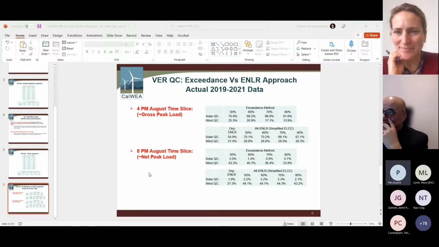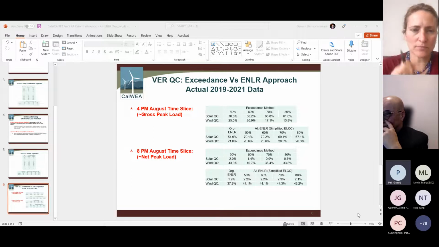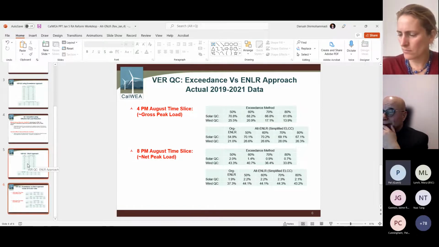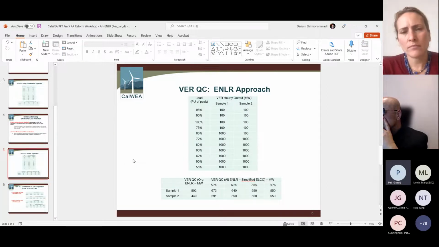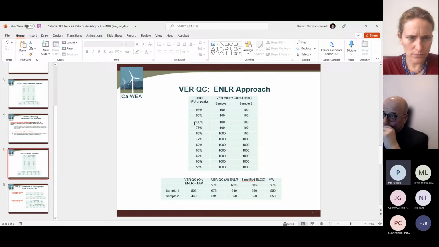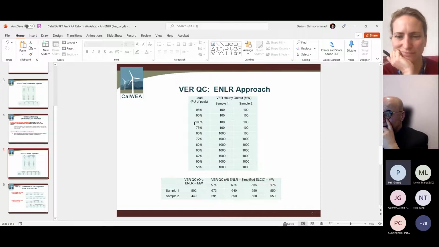Hi, Alan Meck from San Diego Gas and Electric. I think you've answered most of the questions that I had, but can you go back to your slide 5? Can you explain what is the left column there? Is that the peak load that you're measuring against? Yes. Okay. And so how does that impact your data?